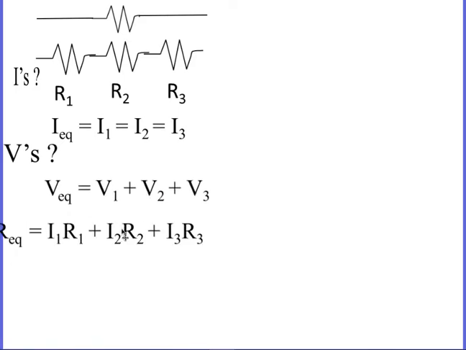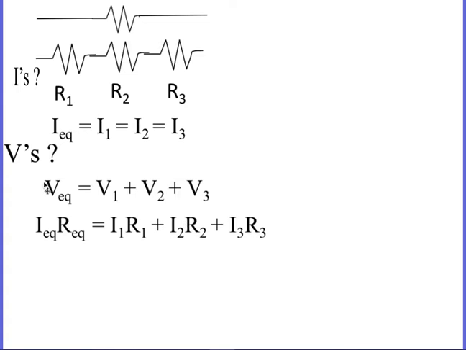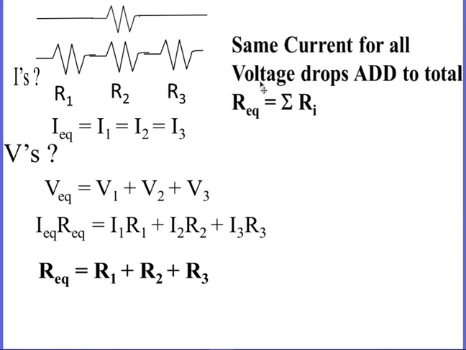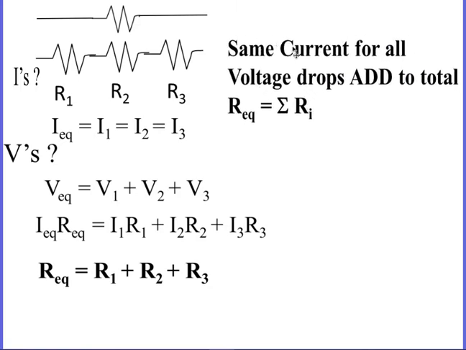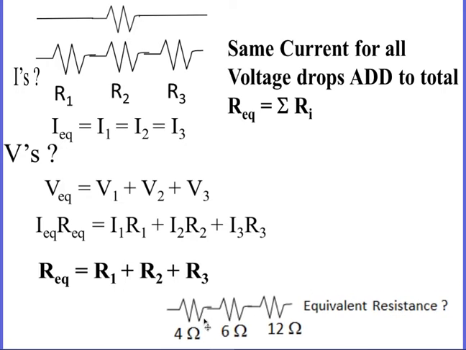So, using Ohm's law, V is equal to IR for each of these. But the I is the same, and so we get that the equivalent resistance is equal to the sum of the individual resistances. It is a consequence of the fact that resistors in series have the same current and that the voltages add to the equivalent voltage drop, that the equivalent resistance would be the sum of the individual resistances. Try your hand at this problem. What is the equivalent resistance?